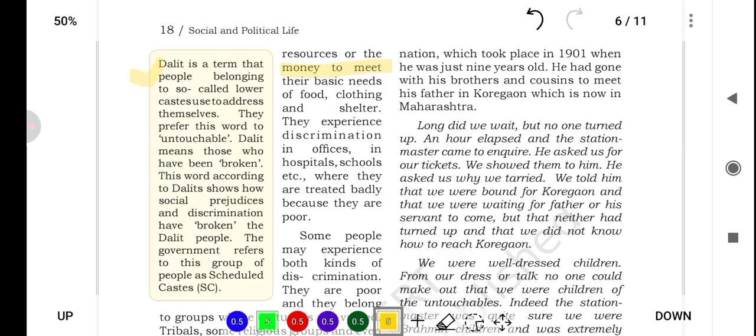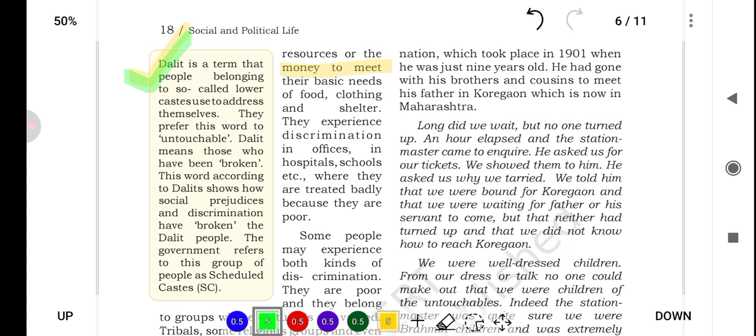Okay, let's read this small snippet. This one is visible, right? Dalit is a term that people belonging to so-called lower castes use to address themselves. They prefer this word to untouchable. Dalit means those who have been broken. This word, according to Dalits, shows how social prejudices and discrimination have broken the Dalit people. The government refers to this group of people as scheduled caste.